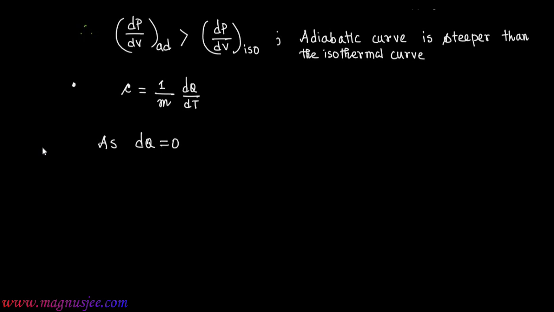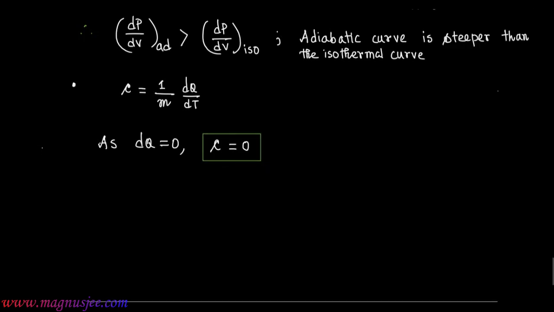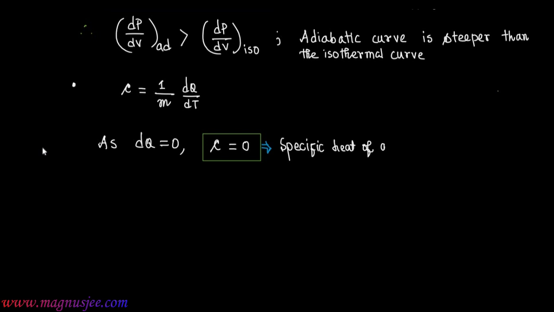As dQ is equal to 0, no heat is exchanged between the gas and the surroundings. That's why small c will be equal to 0. That is the value of the specific heat of an ideal gas for adiabatic change or adiabatic expansion. Because no heat energy is exchanged between the gas and the surroundings, the amount of heat absorbed or rejected by the gas, dQ, will be 0.